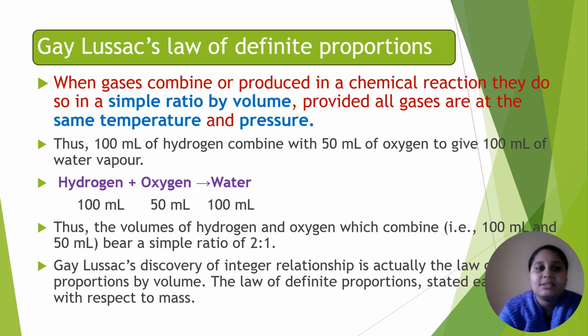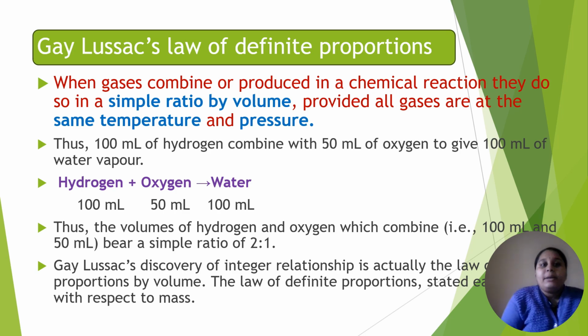So the next is Gay-Lussac's law of definite proportion. When gases combine or are produced in a chemical reaction, they do so in a simple ratio by volume, provided all gases are at the same temperature and pressure. So if you combine any gases in a reaction by simple volume, all the gases will be at the same temperature and pressure. So at STP conditions, there is no change.